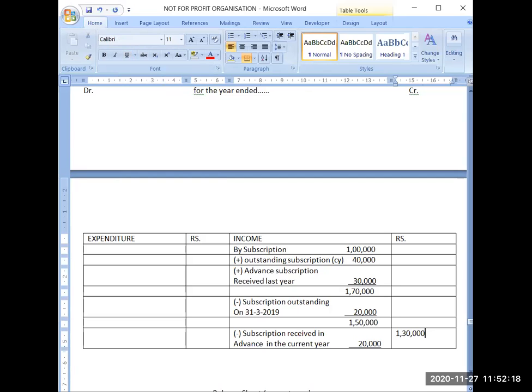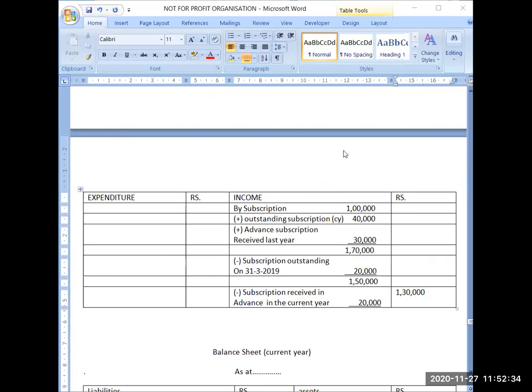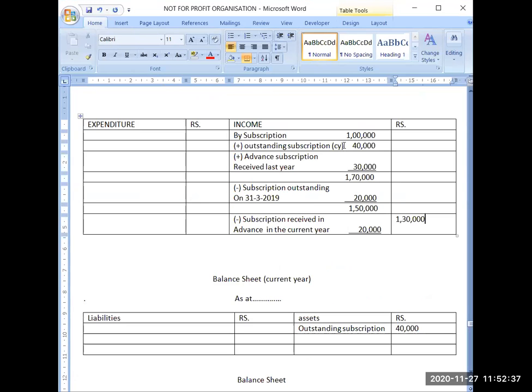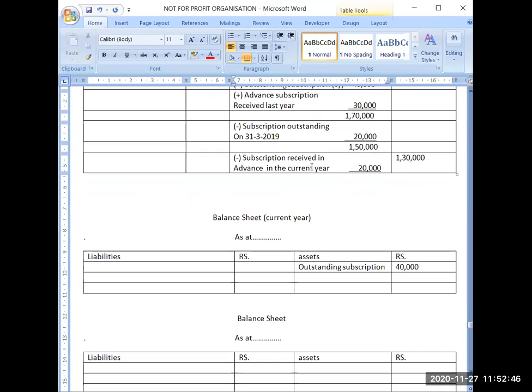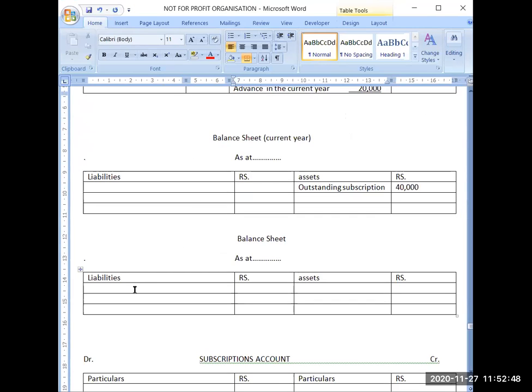So this way our current year income will be 1,30,000. So I hope these all four adjustments are clear. Now we will deal with them in balance sheet also. So first one we have write in the asset side of the current year balance sheet, because this is current year outstanding. Then this was advance subscription received last year, so it will be liability of last year. So we will write in the last year balance sheet.